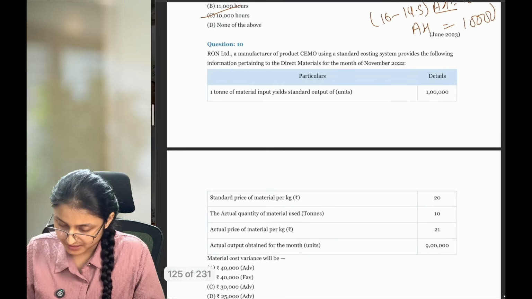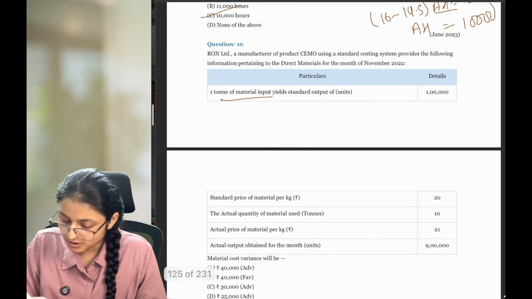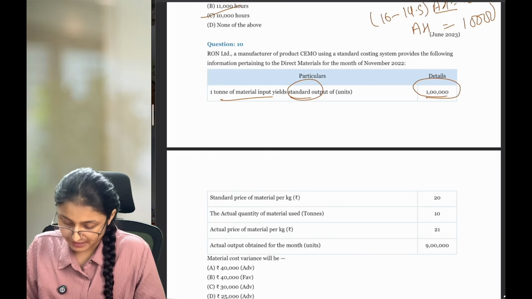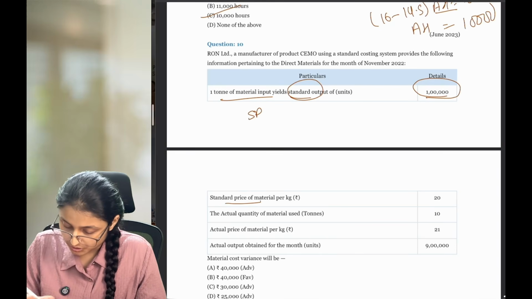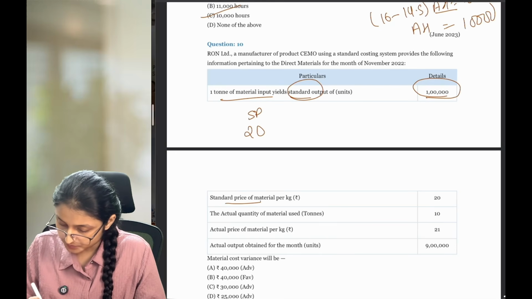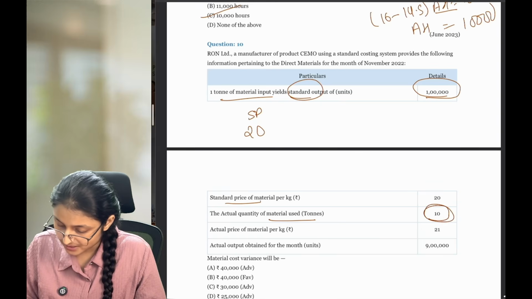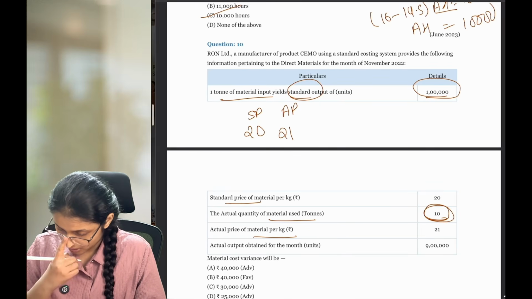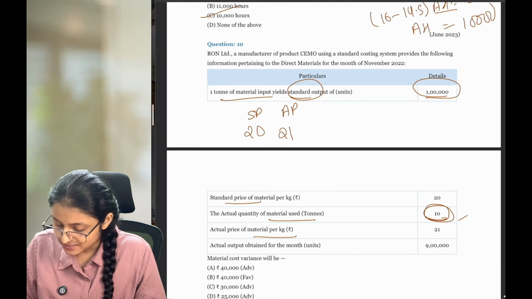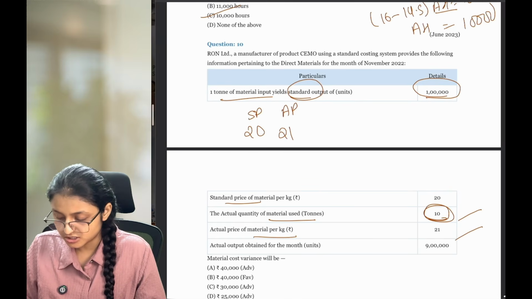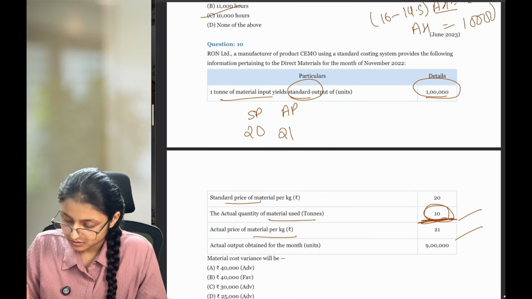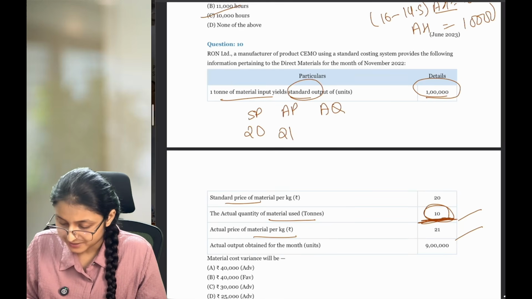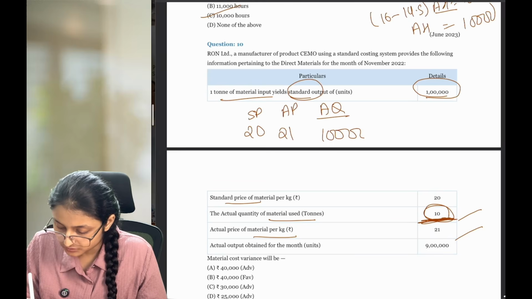Now, the next question is material cost variance related. We are using 1 ton of material as standard for producing a standard output of 1 lakh units, and standard price is given on a per kg basis as 20 rupees. Actual quantity used is 10 tons, but actual price is 21 per kg. If you notice, the material is given in tons, but the rate is on per kg basis. We have to use the actual quantity also in kgs. So, 10 tons into 1000 will give you 10,000.